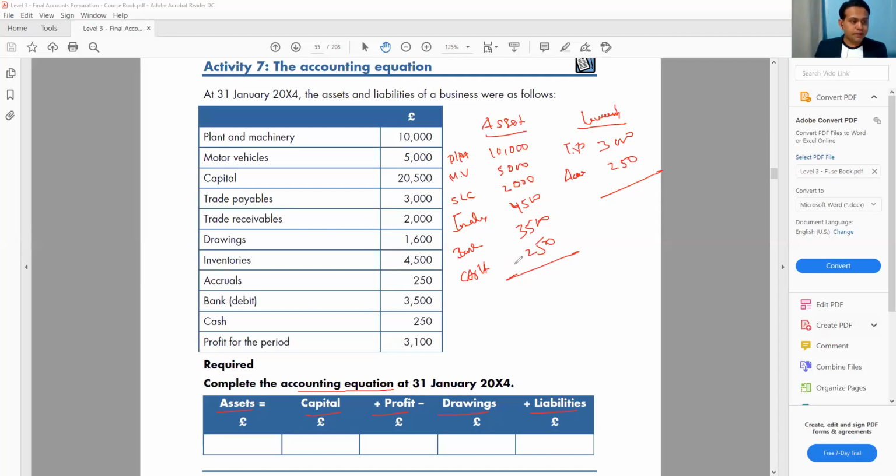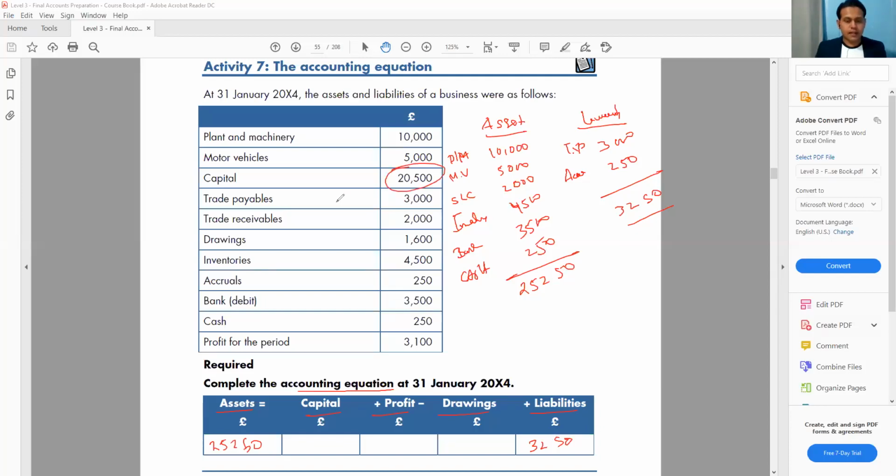So 25,250. Okay, so I'm going to write 25,250. And how much is the liability we have? 3,250. So the liability we have is 3,250. And the capital, we have only one capital, that is 20,500.